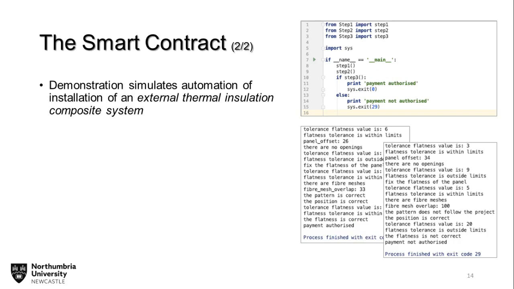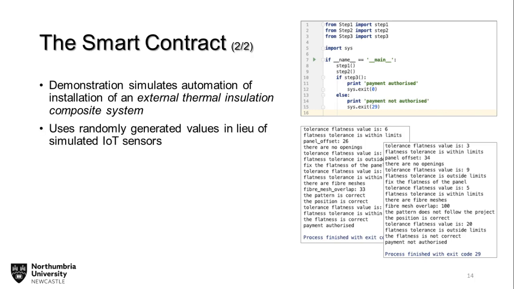So our paper talks about automating the installation of an external thermal insulation composite system. Again, this code was taken from Marcia's PhD that we used for this paper. Because we have a physical prototype at the University of Brescia, but it's not connected up with all of the right technical elements that we need to actually bring it together.